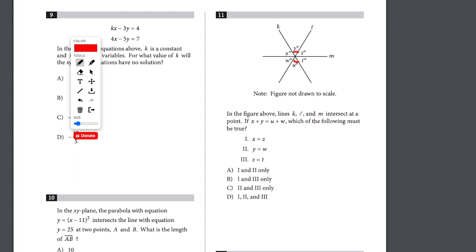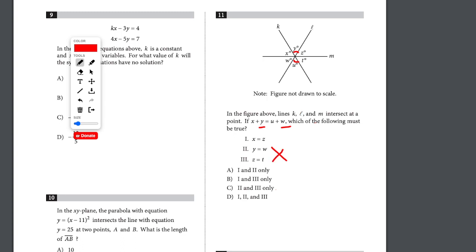Can you try to prove the second one? Y equals W. Well, that's only possible if we can prove that X equals U. Can you prove that X equals U? No, we can't. We can't prove that X equals U. So for this one, we have to say no.